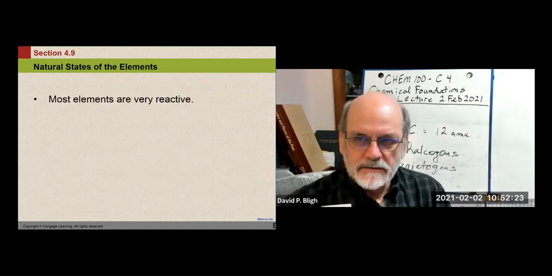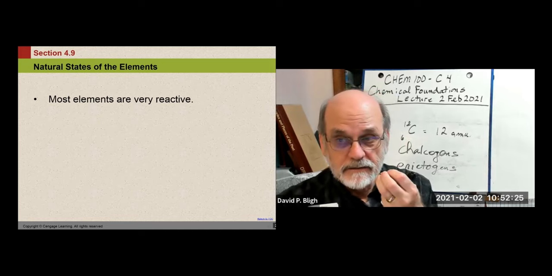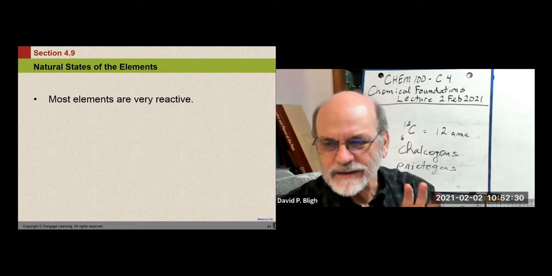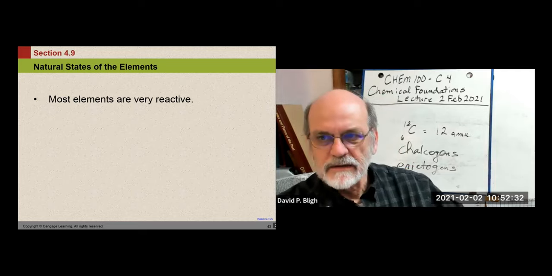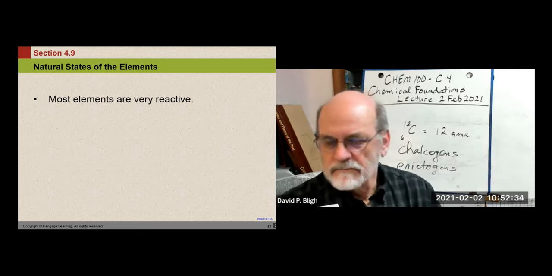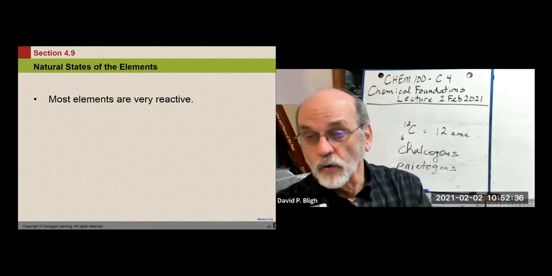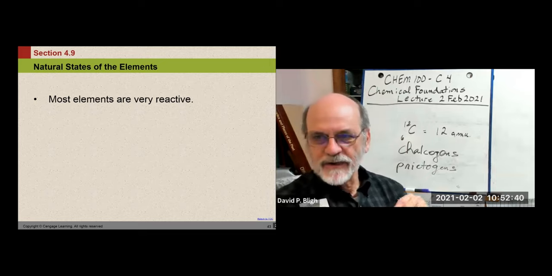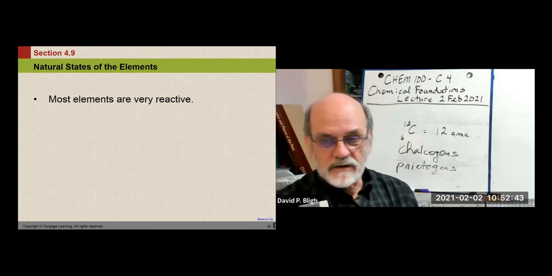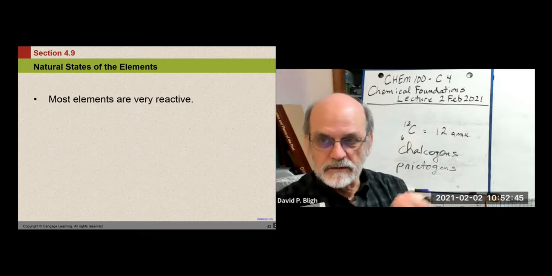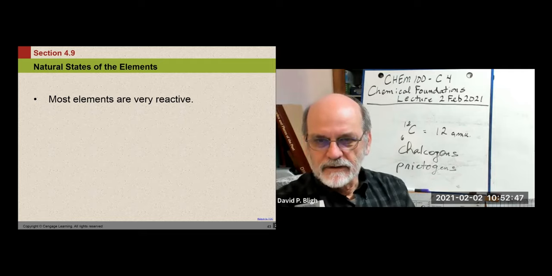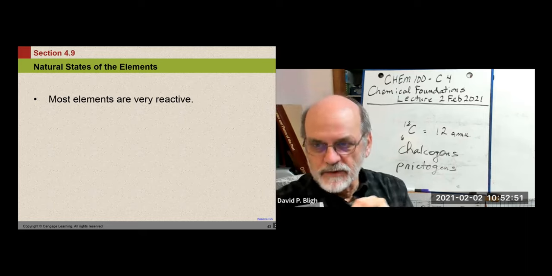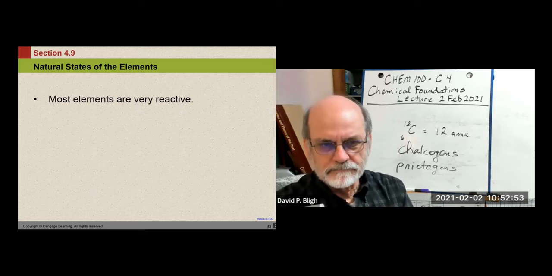Most elements in their pure state are very reactive. In other words, they don't like to be pure elements. They don't like to be element only. Exceptions to that, gold is the most desirable exception. You find gold in nature in nuggets, pure, or in dust. It may have some minor inclusions from other elements, but for the most part, it's pure gold.